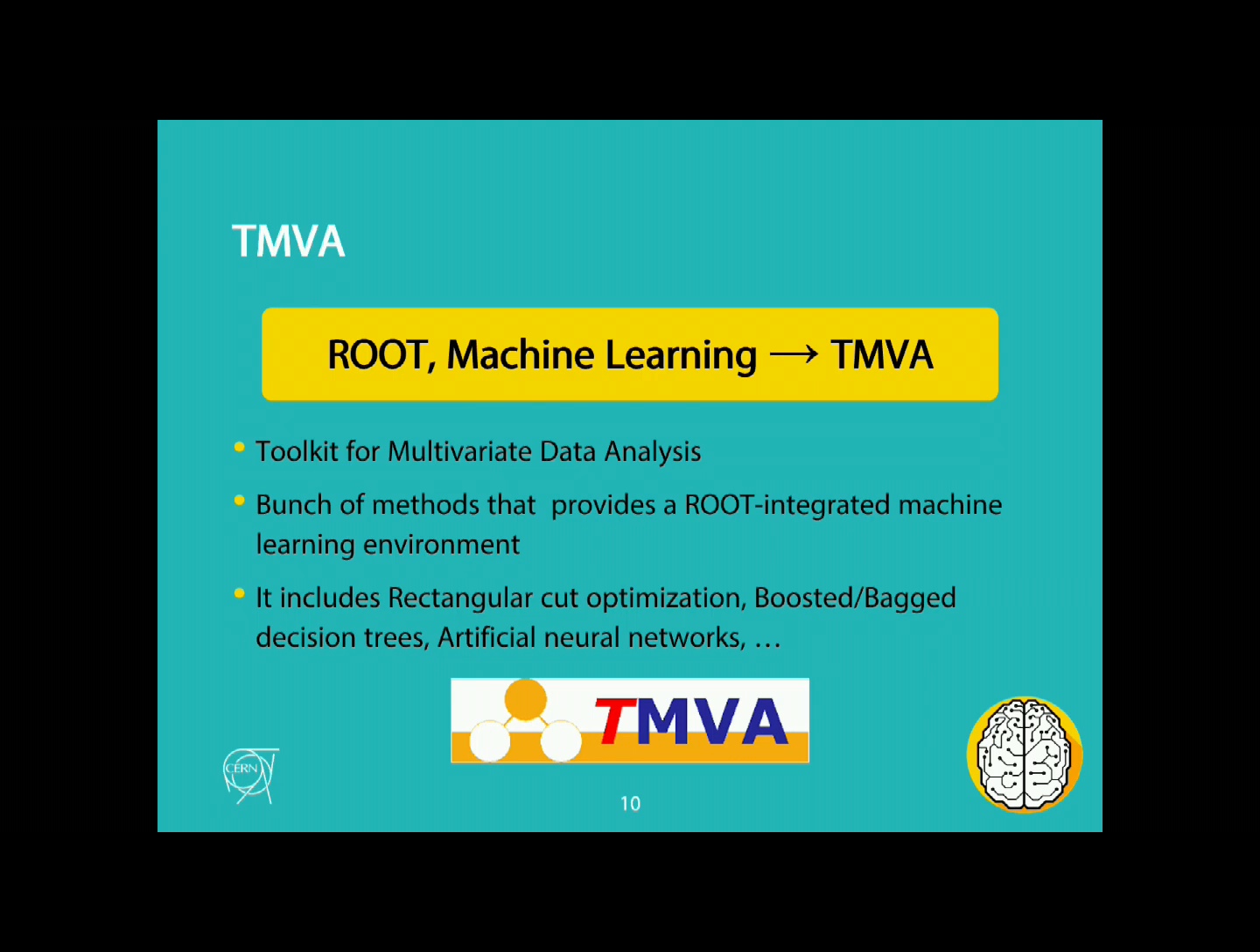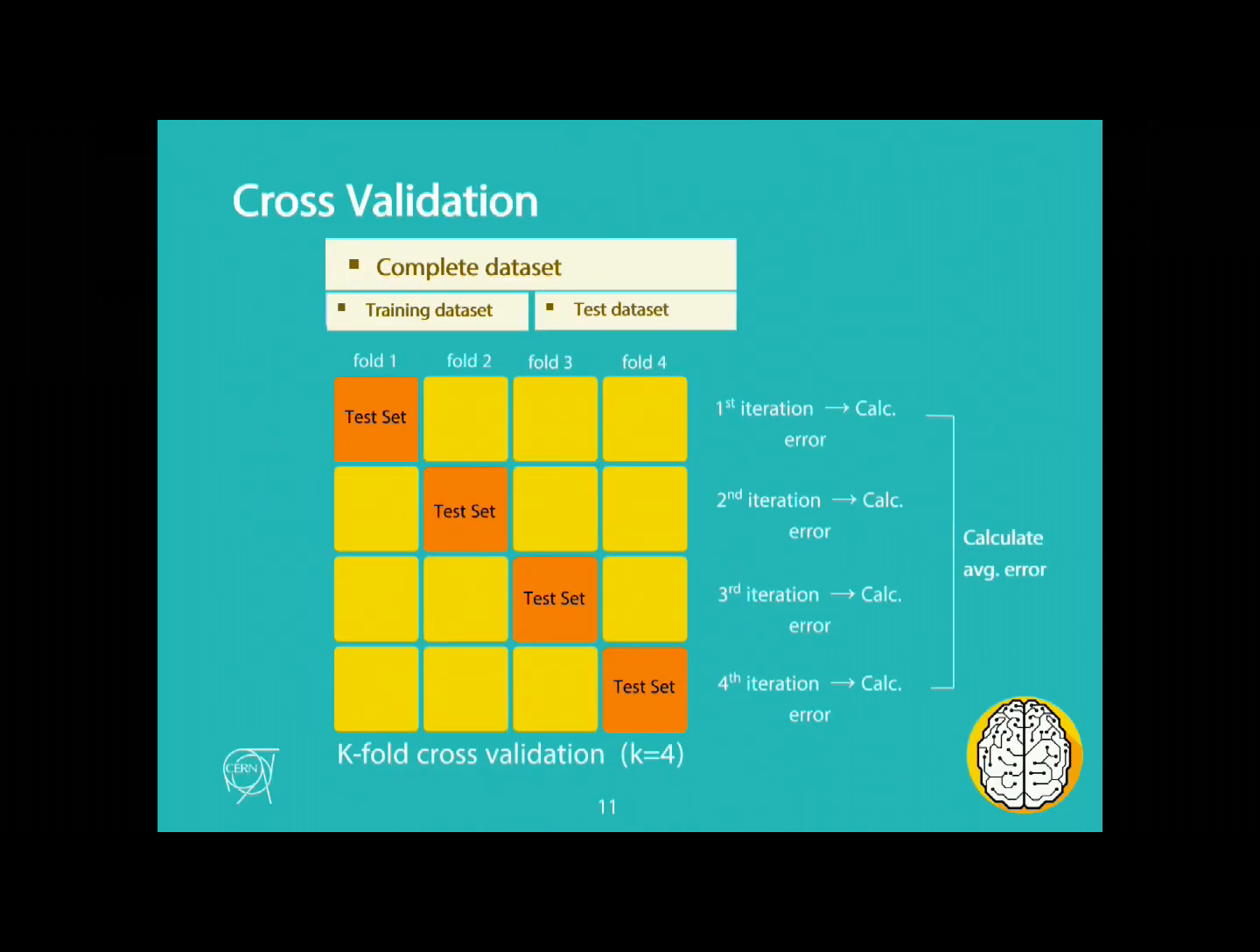And these are some names. I just wanted to mention them here to make you more familiar with these names. Rectangular cut optimization is one of the methods in the TMVA. But my main project starts from here.